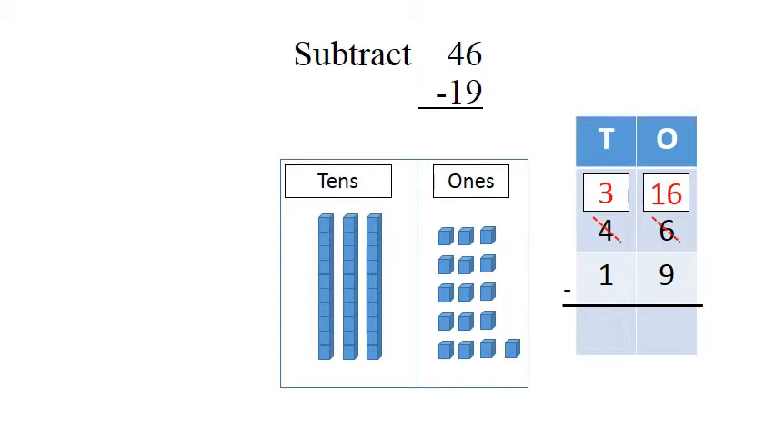Now I'm going to model taking away the 9 ones from the 16 ones. 1, 2, 3, 4, 5, 6, 7, 8, 9.